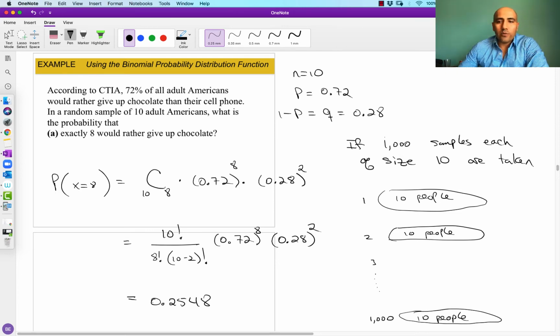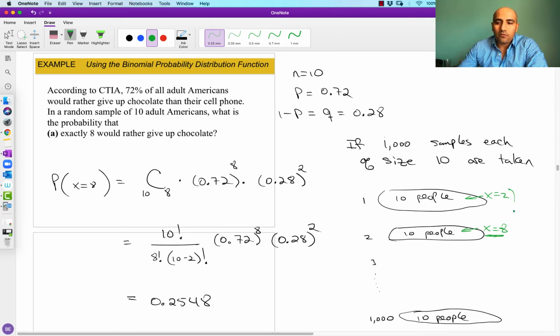So when we do this, we will find specific answers to these. Maybe in this first sample, it turns out that exactly 2 people said yes. In another sample, maybe 8 people said yes, and so on and so forth. So we expect that about 25.48% of these samples will result in seeing x equals 8. 25% out of 1,000 is about 254, which rounds up to 255.